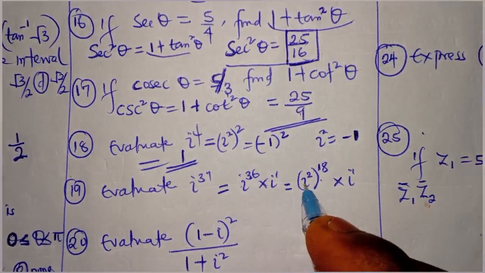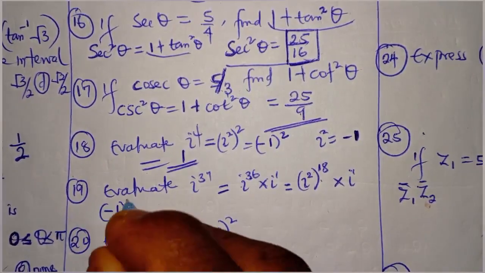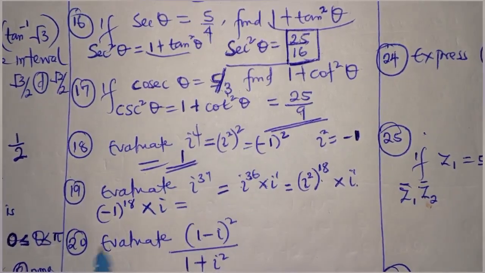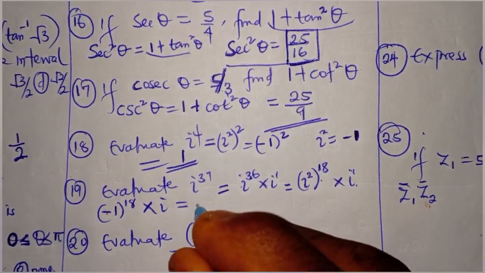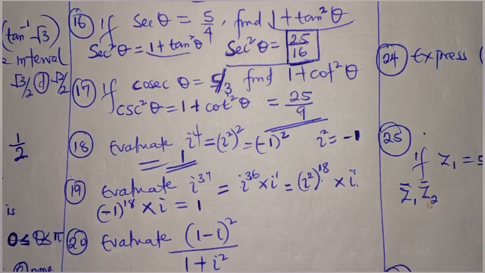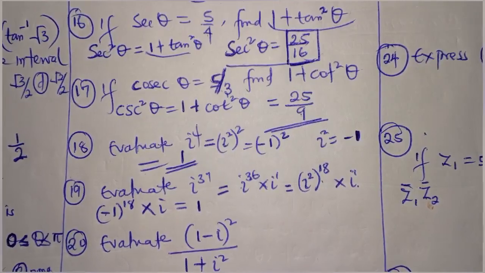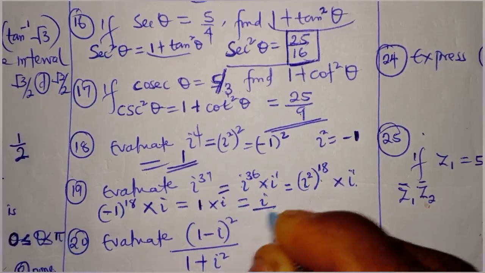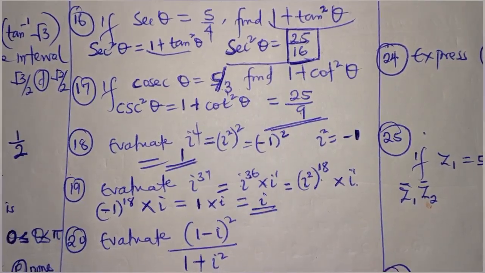I squared is -1. So if I'm saying -1 raised to the power of 18 times I, -1 to the power of 18 is +1. When you raise a negative number to a power that is even, the negative sign will disappear. That's what happens here. Times I. So 1 times I will give me I. It means that I to the power of 37 is I.